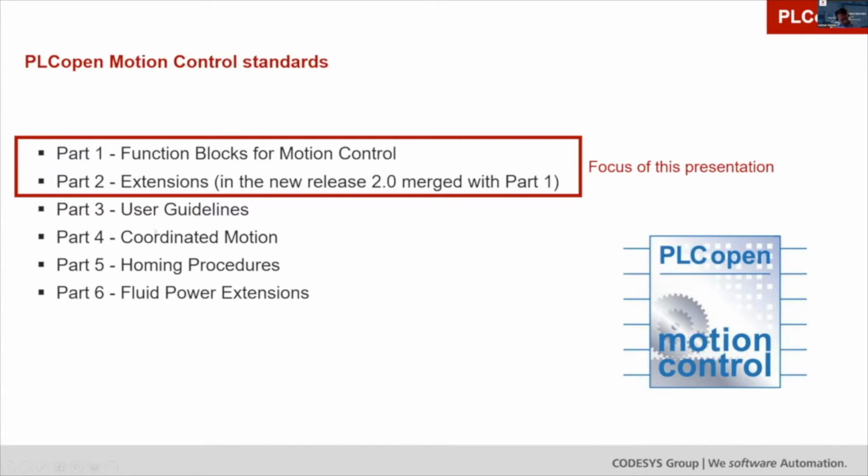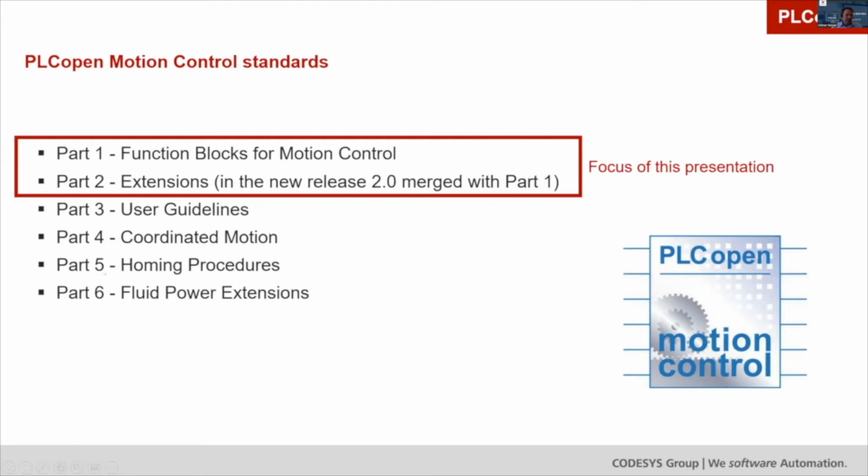Starting from 2011, there was the coordinated motion, part 4. This is for a different field of applications like robots and CNC. Our product, CODESYS SoftMotion, implements also these part 4 function blocks. Although today, as I mentioned, we will focus on parts 1 and 2, and keep the more complicated stuff for the next time.